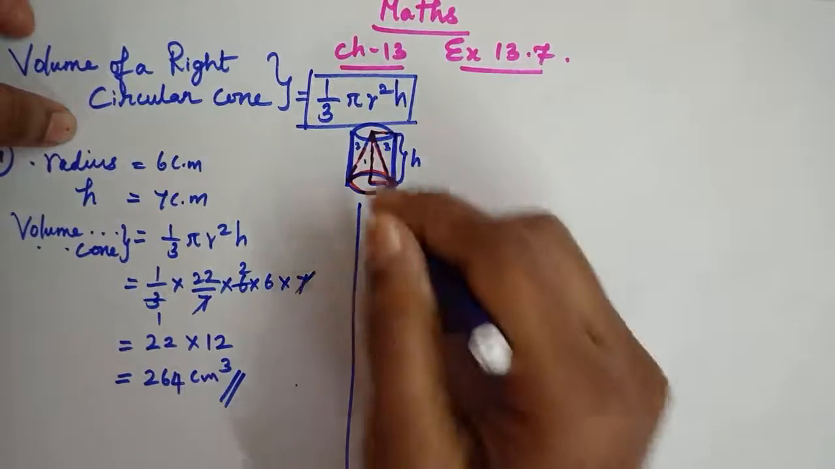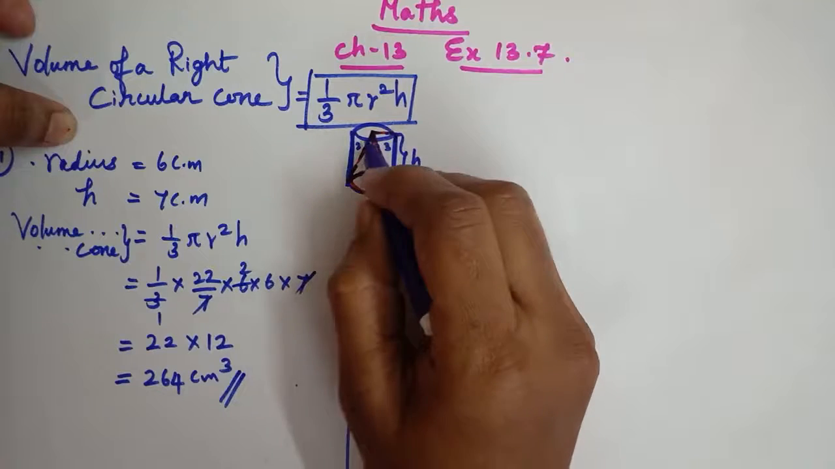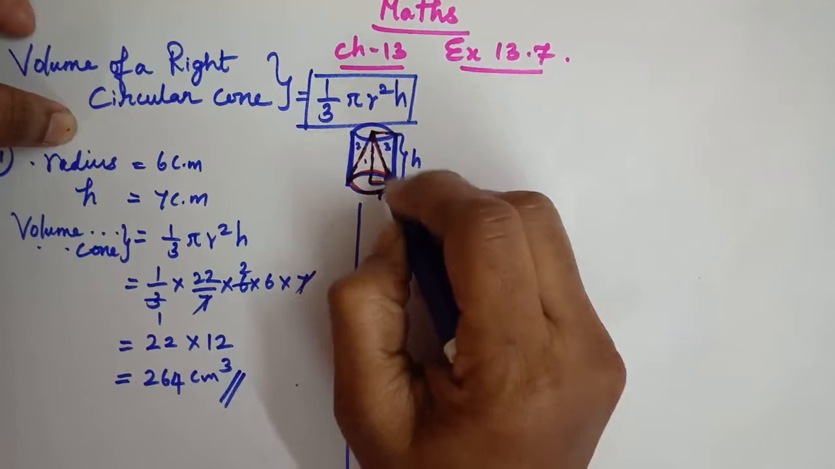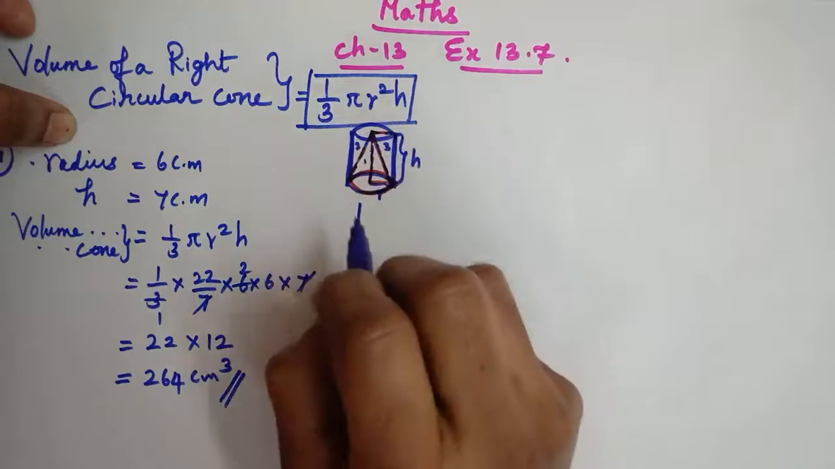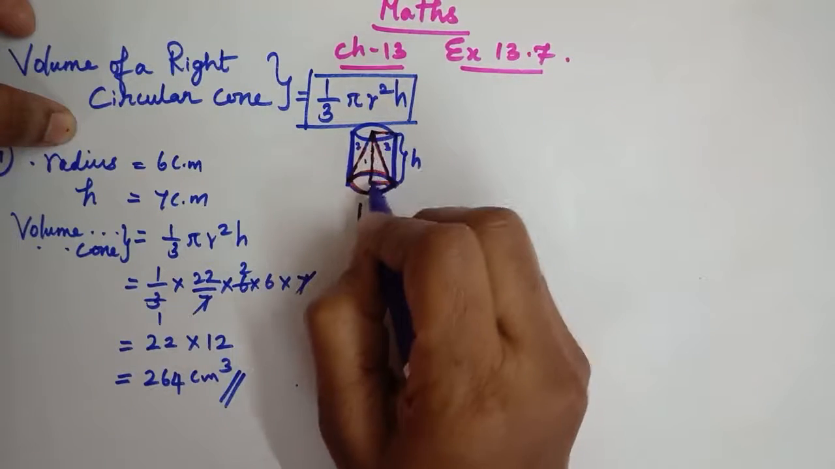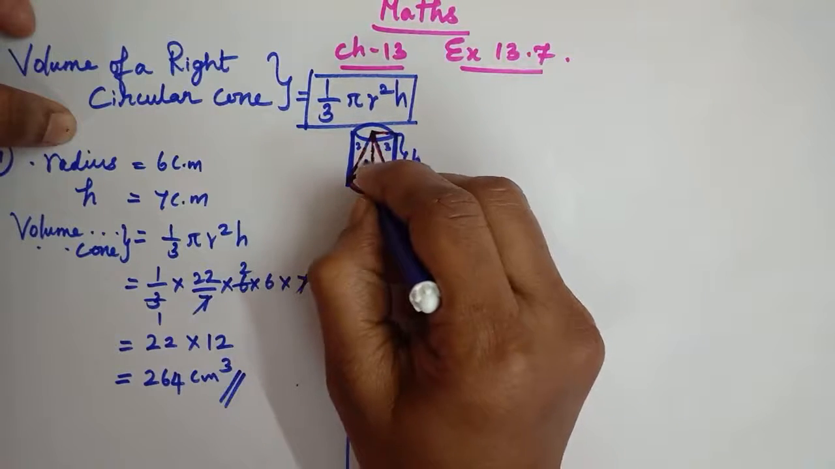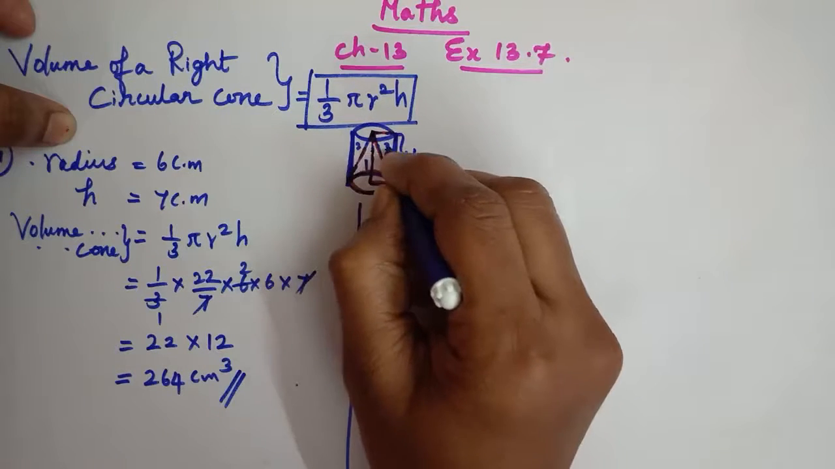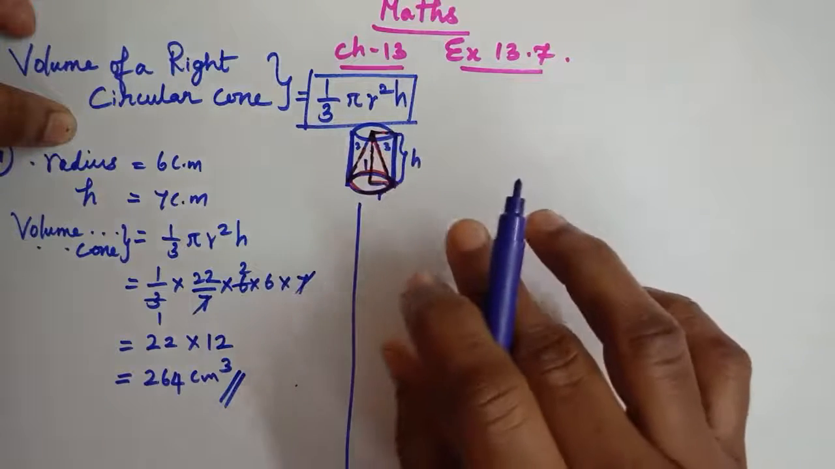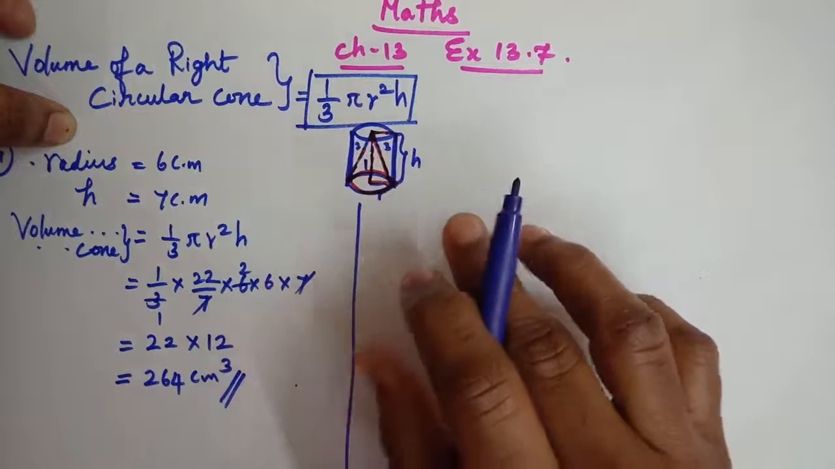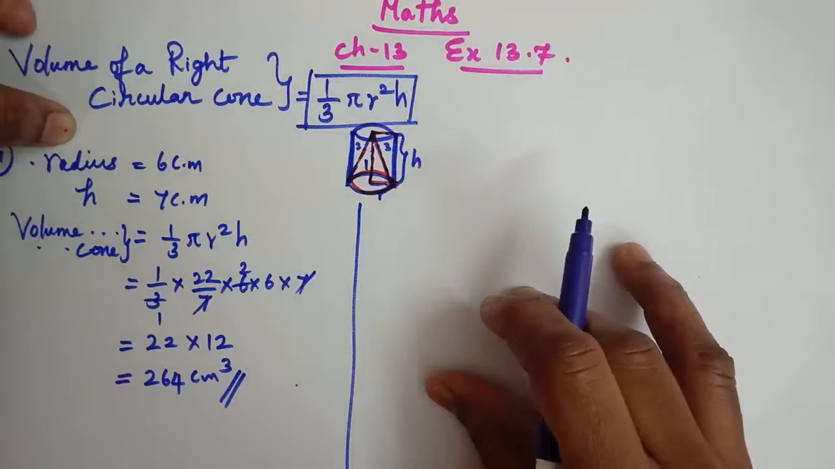Why? Students, listen, look at this figure. Here I have drawn a cylinder, and this is a cone. The height of the cone and the height of the cylinder are both equal. The radius of the cylinder and the radius of the cone are both equal. Consider this is one cone, this is 2, this is 3. So we can say 3 times the volume of a cone makes up the volume of a cylinder. That's why we have written 1 by 3 pi r squared h. Is it clear, students? Good.